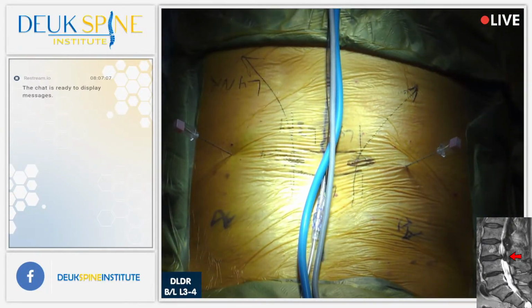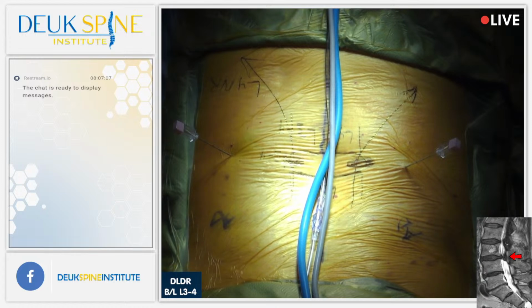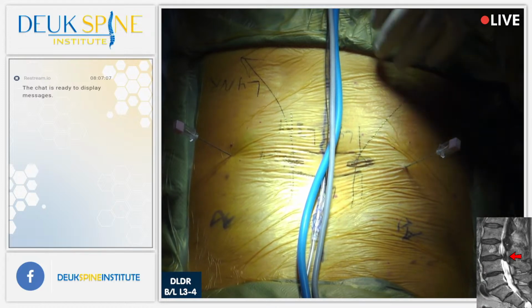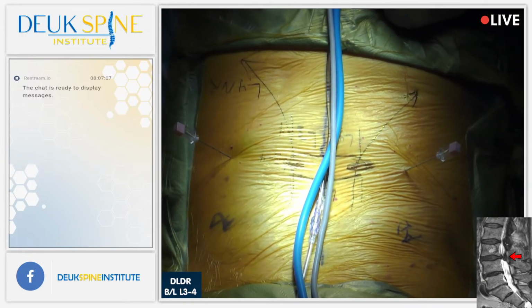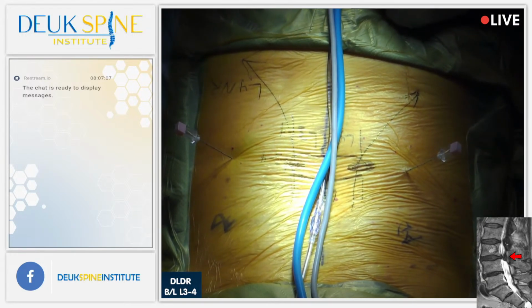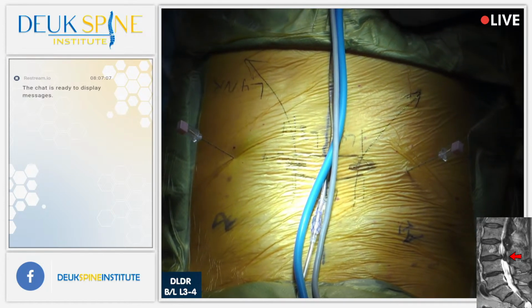All right, so I'm just waiting for the patient to be awake enough to enter the disc here, and I just need him to be completely awake because he's my sensor. He's going to tell me if I'm too close to the nerve root.